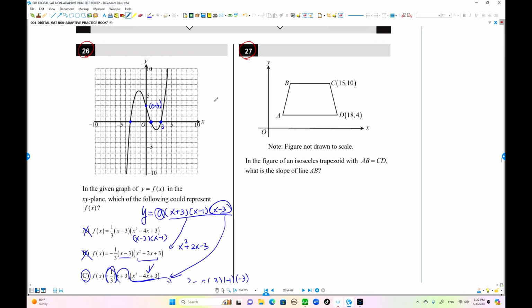The last one on module 2, number 27. We have an isosceles trapezoid. AB equals CD, these two sides are equal. What is the slope of line AB? You can use y2 minus y1 over x2 minus x1. But what is this coordinate? What is this coordinate?